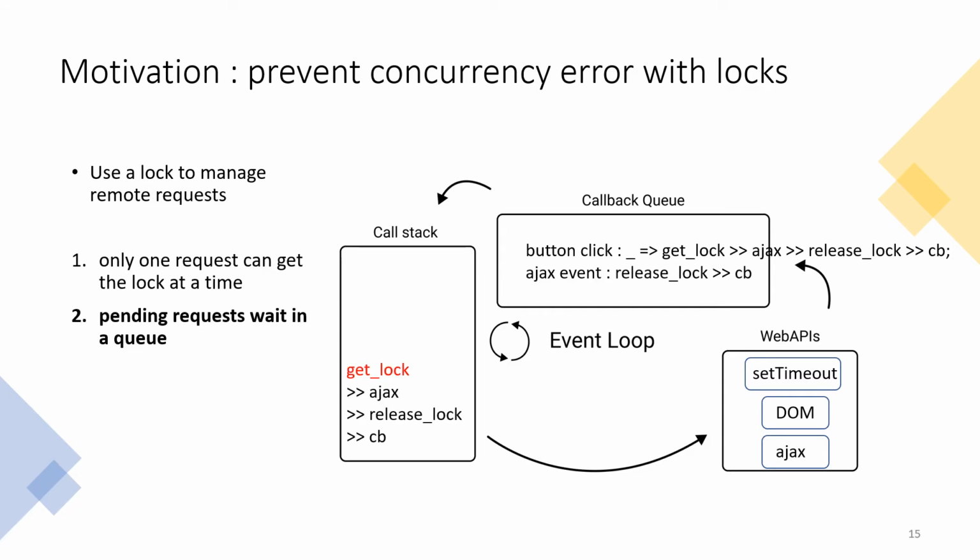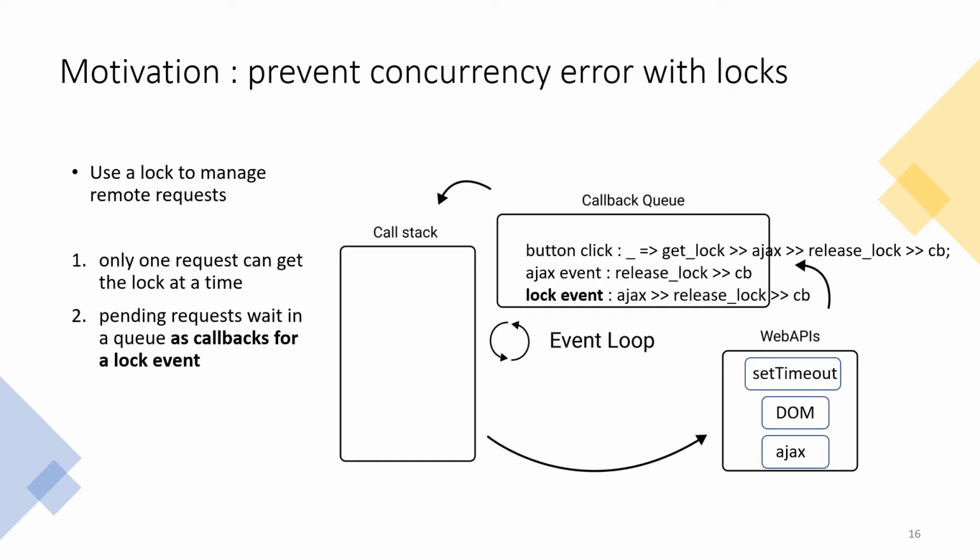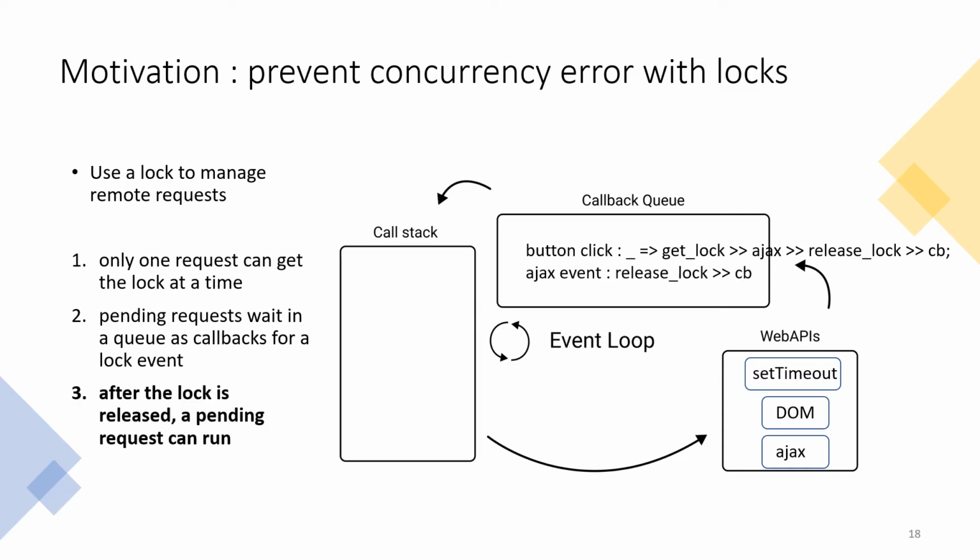If the button is clicked before the lock is released, then the get lock computation should be blocked. We can imagine that the blocked get lock computation can be made a callback to some type of block event. When the previous AJAX request completes, the lock is released. After the lock is released, the callback waiting for the lock event can run.